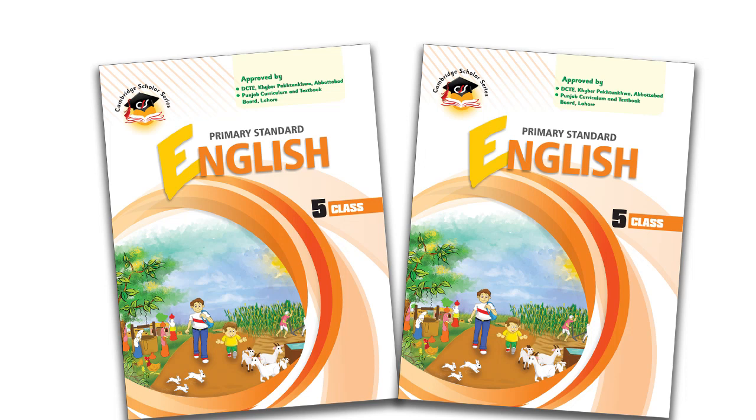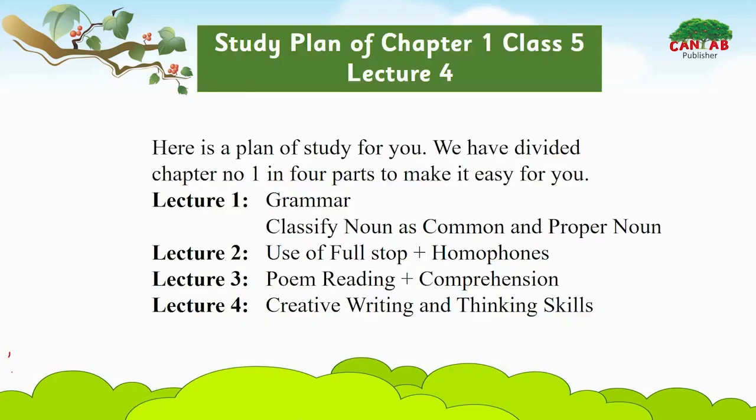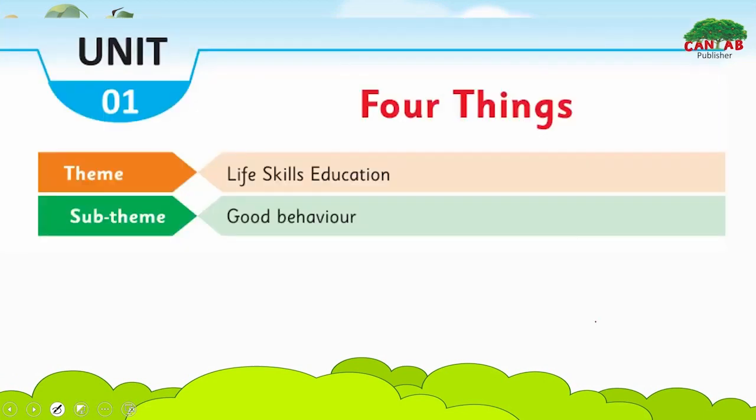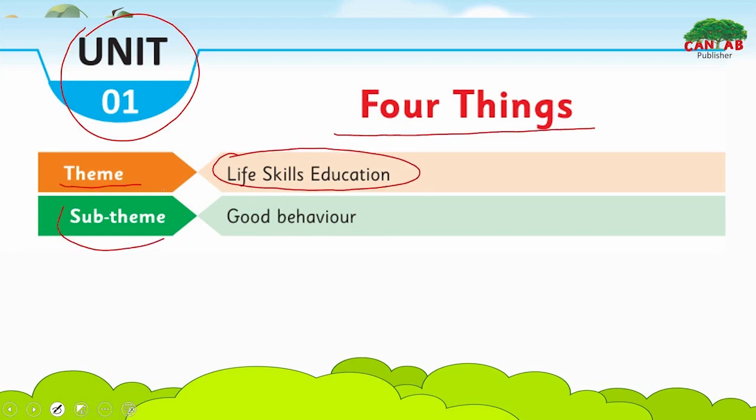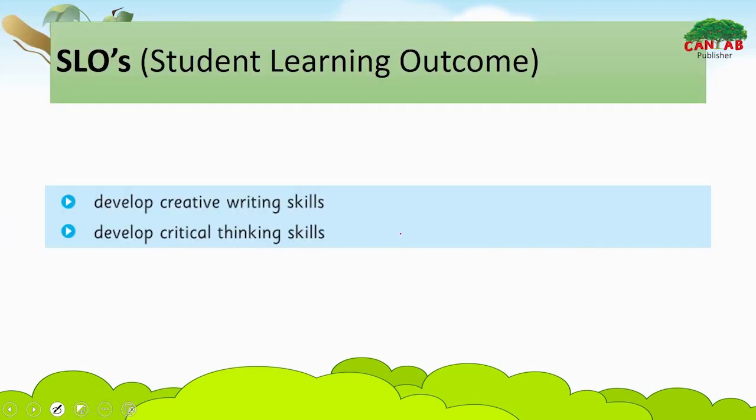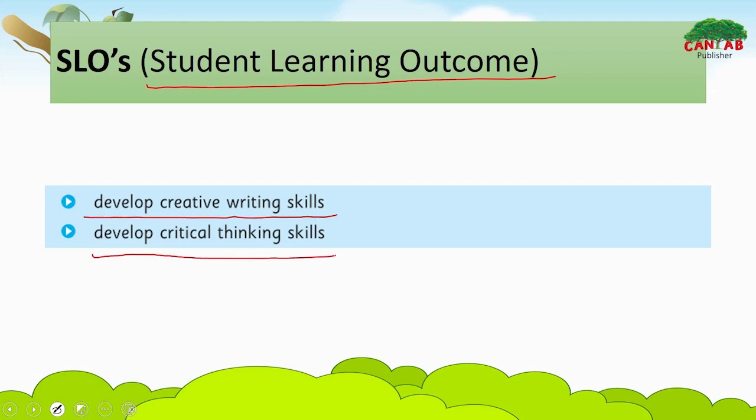You should have in your hands the English textbook 5 of the Cambridge Scholar series. Here we are at lecture number 4 of chapter number 1. Our lecture number 4 is on creative writing and thinking skills. Our unit number 1 is "4 Things". Its theme is life skills and education, and the sub-theme is good behavior. Today's student learning outcomes are to develop creative writing skills and to develop critical thinking skills.